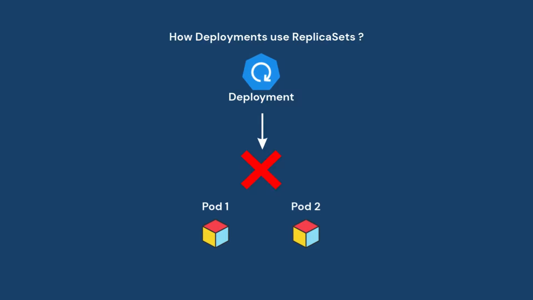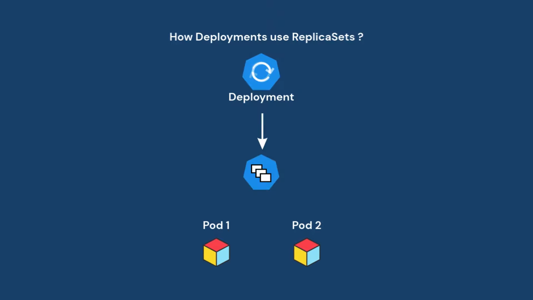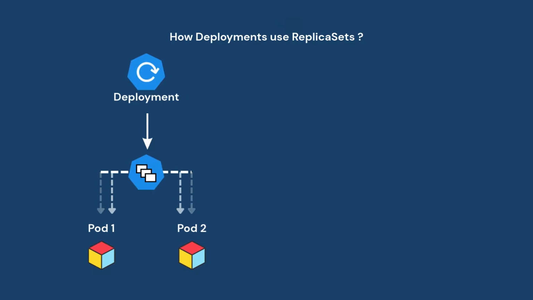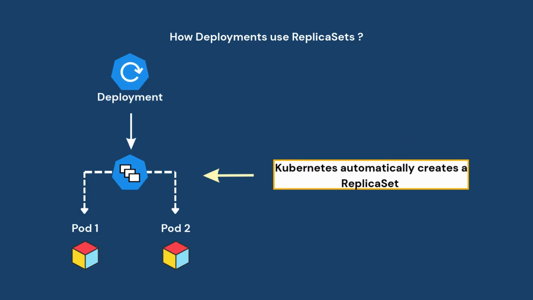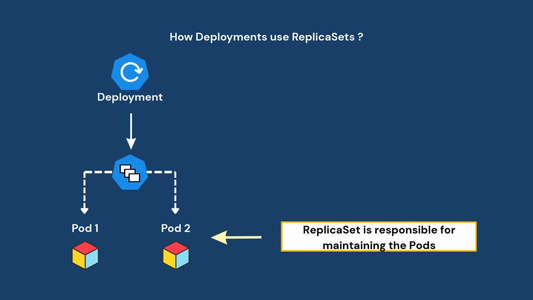How do deployments use replica sets? A deployment in Kubernetes doesn't directly manage pods. Instead, it manages the replica sets, and the replica sets in turn manage the pods. So whenever you create a deployment, Kubernetes automatically creates a replica set behind the scenes. The replica set is responsible for maintaining the pods you defined.